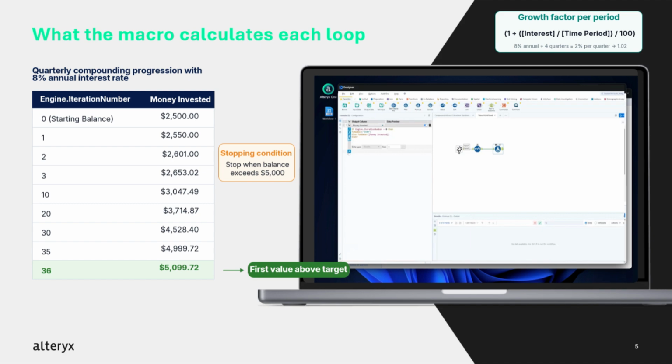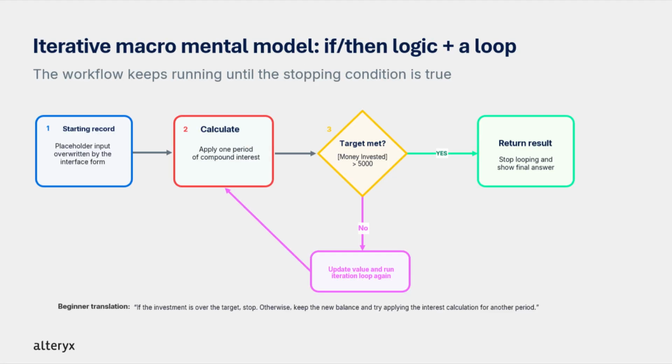Before we build the macro, let's quickly define what an iterative macro does. An iterative macro is a macro that runs repeatedly. Instead of running the workflow one time and stopping, it runs the workflow, checks if a condition is met, and then decides whether to run again. You can think of it as if-then logic plus a loop.